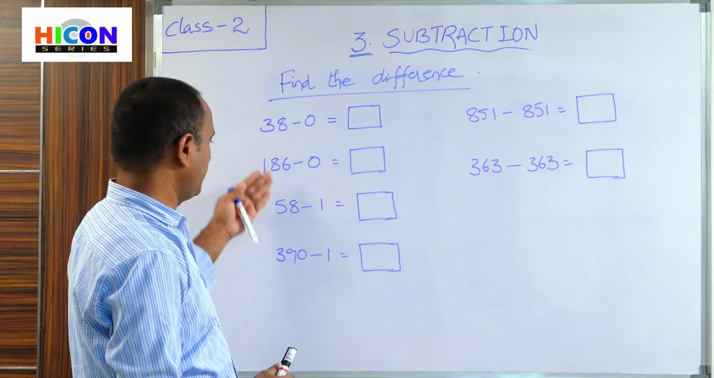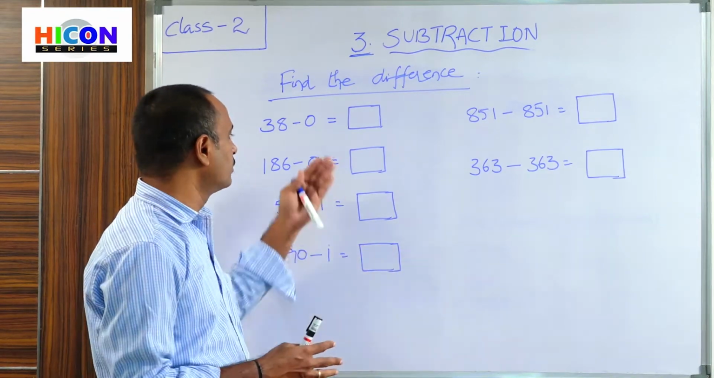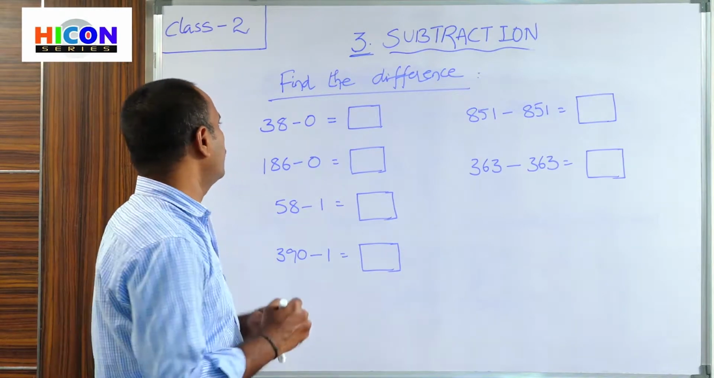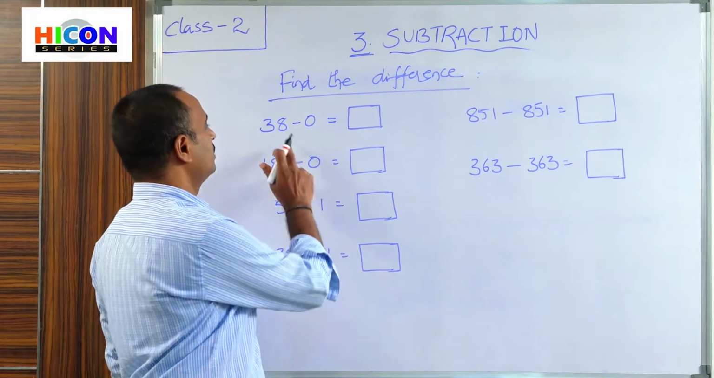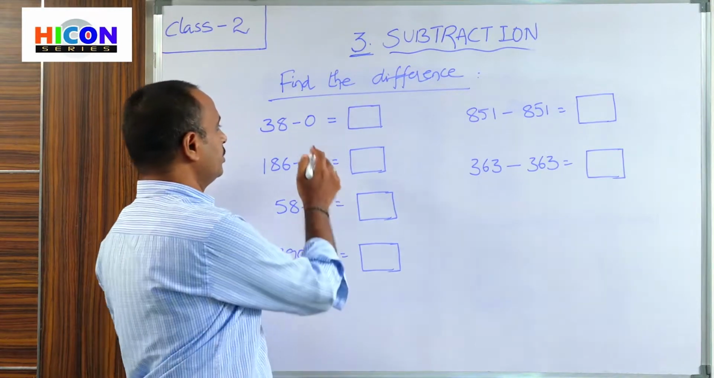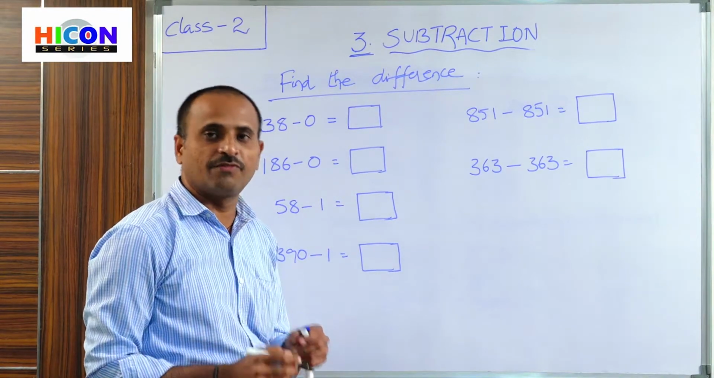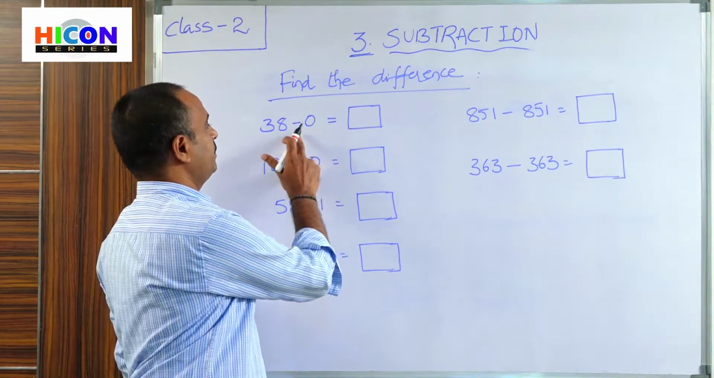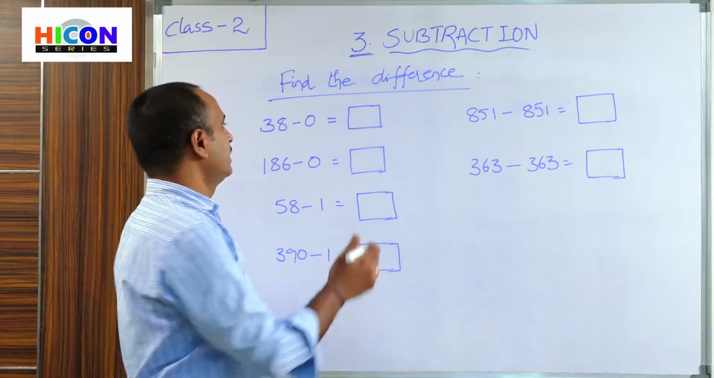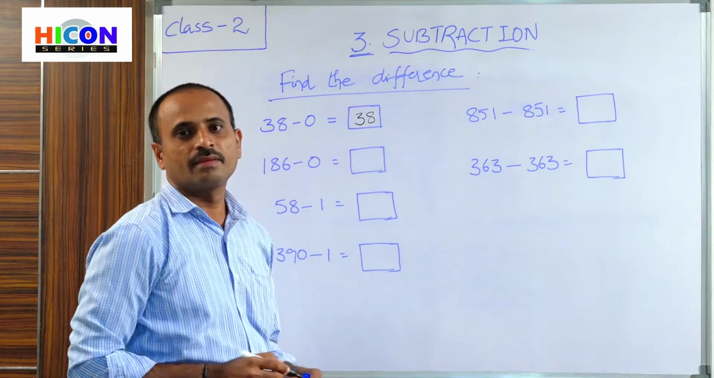There are some subtractions given. Let us see how we can simply solve these subtractions just by using subtraction facts. The first subtraction is 38 minus 0. Here 0 is subtracted from 38. According to subtraction facts, if 0 is subtracted from any number, again we get the same number. So the answer is 38.